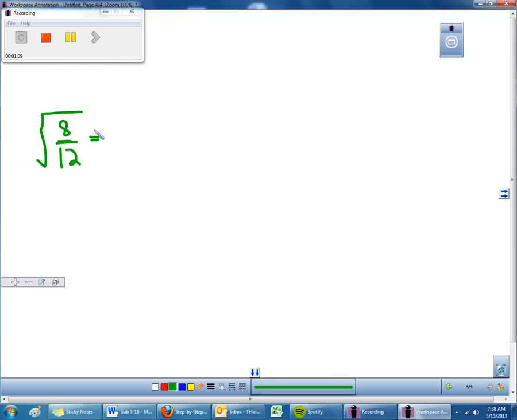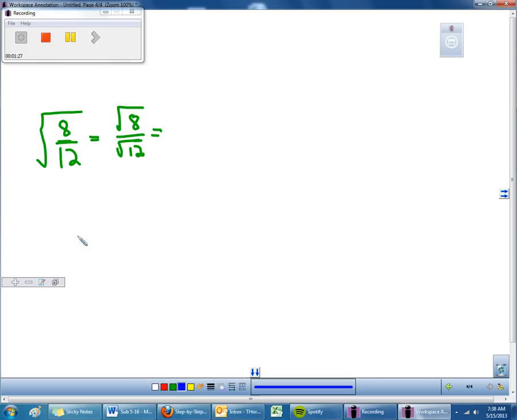Now on this one, we know that that's the same thing as square root of 8 over square root of 12 just because of our previous problem. But the problem here is neither 8 nor 12 are perfect squares. So there's a couple of different ways I can go about this. My favorite way is to simplify each radical first.